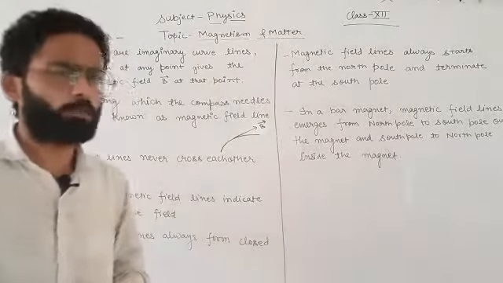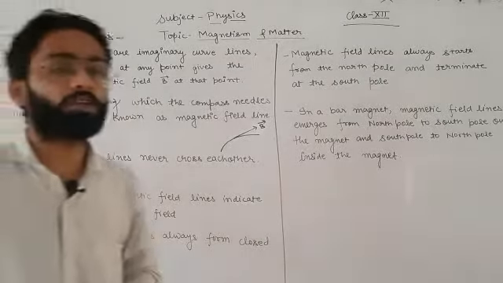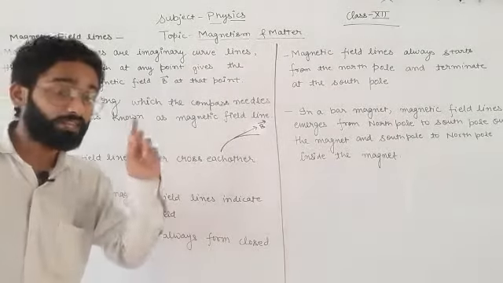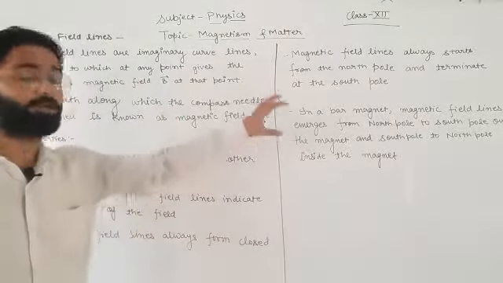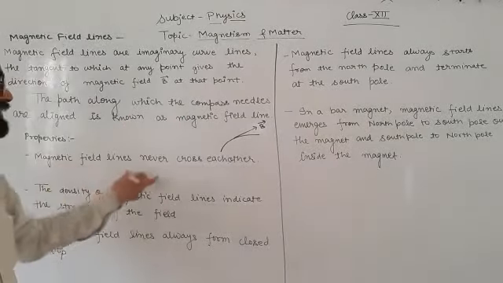Let us talk about the properties of magnetic field lines. This one is very interesting. The most important property of magnetic field lines is that they never cross each other. They will never cross each other, and this property will be asked in the examination, so listen carefully. What is that? The magnetic field lines never cross each other.